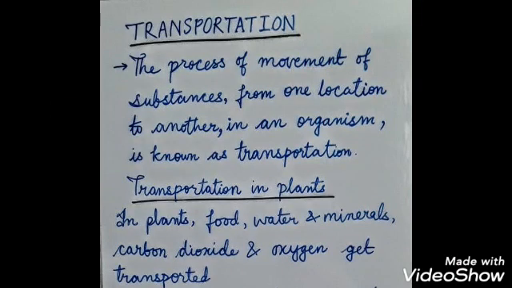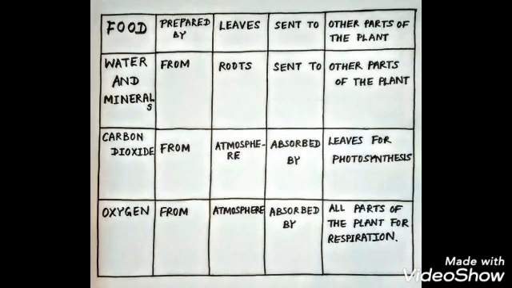Students, transportation is the process of movement of substances from one location to another in an organism. In plants, food, water and minerals, carbon dioxide and oxygen get transported. Let us see this by a table.